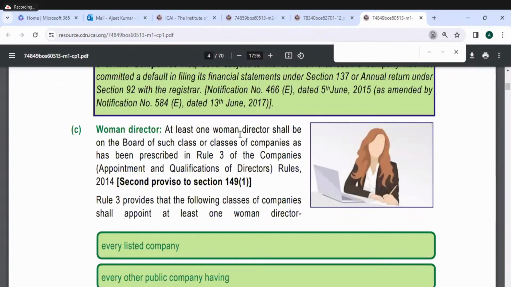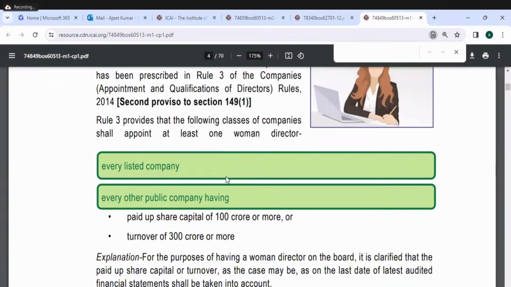At least one woman director shall be on the board of these companies. And what are these companies? Rule 3 provides that the following class of companies shall appoint at least one woman director. The first one is every listed company. So now we are damn sure that issue number 4 is very valid, that yes, we have to appoint a woman director, because our company is a listed company.